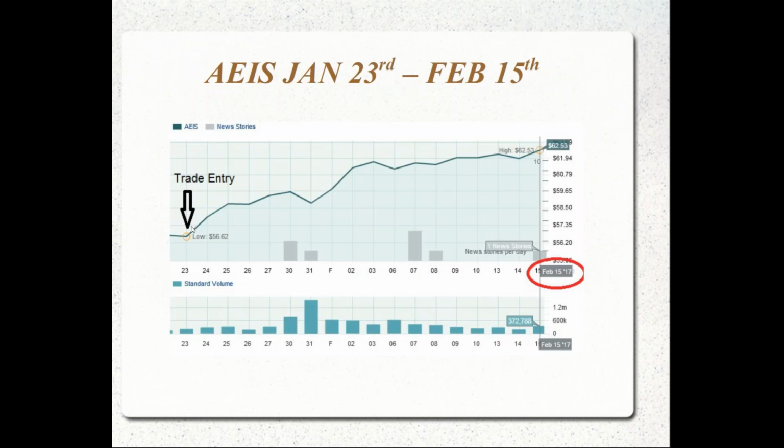Okay, so here's where we got. We have the trade entry here. Our cost basis right about $56.80 on January 23rd. And the stock moves up to $62.53 February 15th, just really about 22 days later. Okay, so we've got that unrealized 10% gain on our position and, of course, an uncertain future going ahead. Now we have our choices.